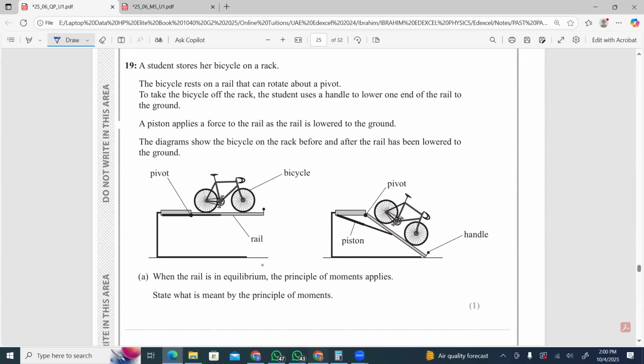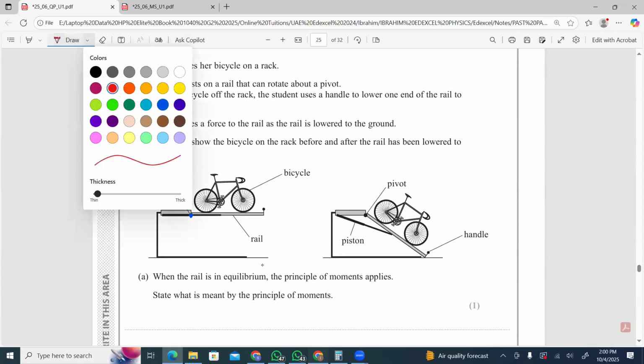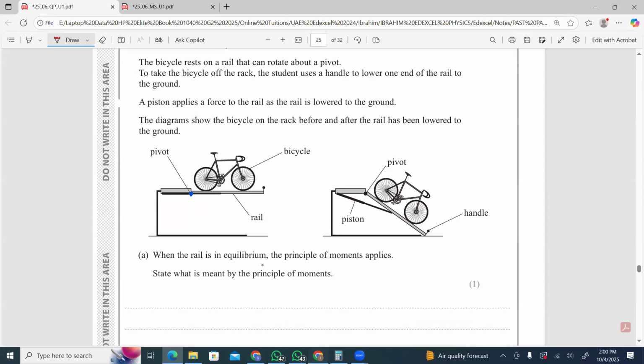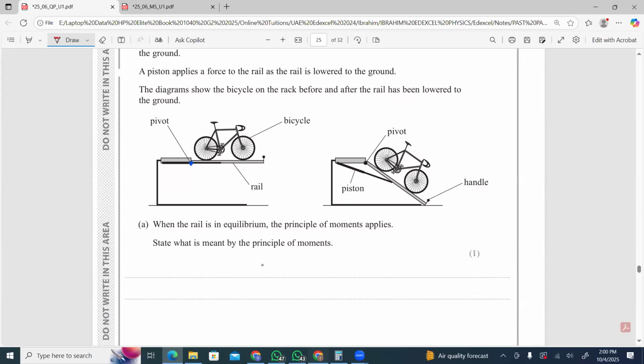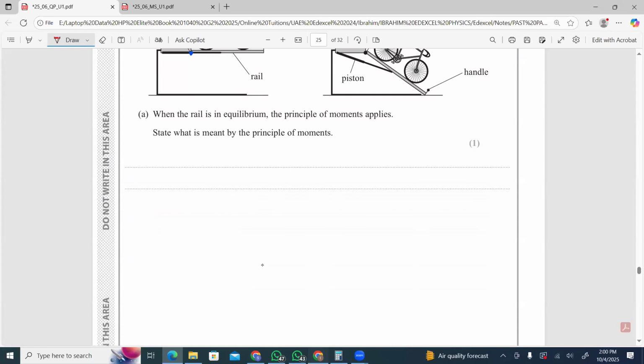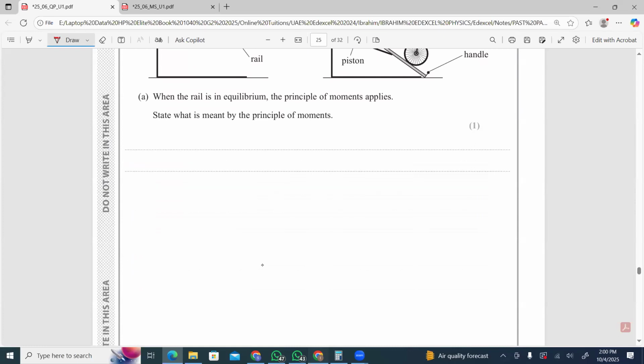A student stores her bicycle on a rack. The bicycle rests on a rail that can rotate about a pivot. Okay, so this is the pivot. To take the bicycle off the track, the student uses a handle to lower one end of the rail to the ground. A piston applies a force to the rail as the rail is lowered to the ground. The diagram shows the bicycle on the track before and after the rail has been lowered to the ground. When the rail is in equilibrium, the principle of moments applies. State what is meant by principle of moments.